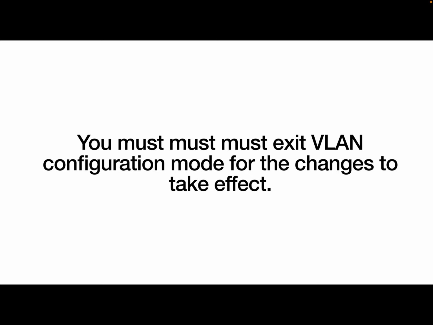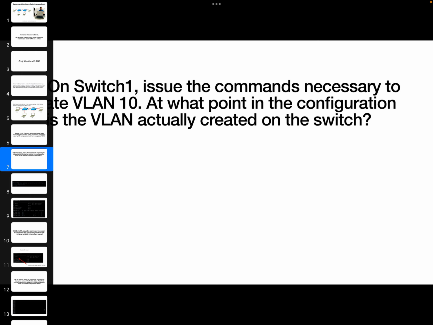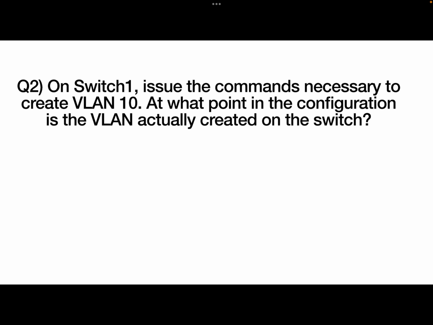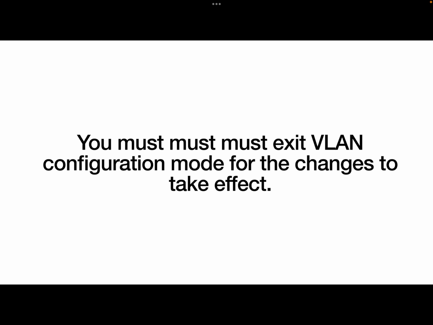So sorry, I did say that they take effect immediately, but the condition is you exit VLAN configuration mode. So that's very important. If you remember this question back here, I was asking at what point in the configuration is the VLAN actually created on the switch. That is the answer: you must exit VLAN configuration mode for the changes to take effect. So you come out, you can go into global configuration mode or privileged exec mode, but you just come out of VLAN configuration mode.